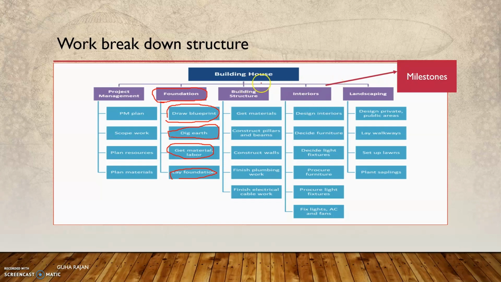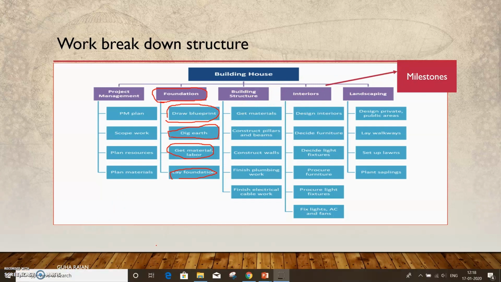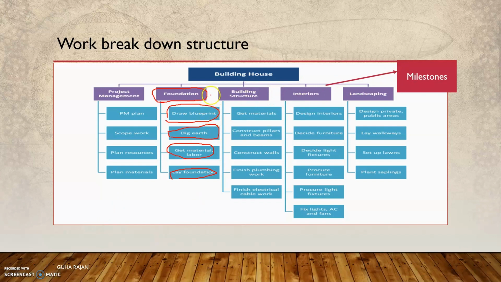If you look at it, unless you complete the foundation, you cannot go into the construction of pillars, beams, and walls. So you have a dependency. The building of pillars and beams depends upon the completion of the foundation, so this activity completion leads to the building structure. The bottom line is that you have activities. Activities are combined to form the work breakdown structure, and the work breakdown structure could also be indicated as a milestone.